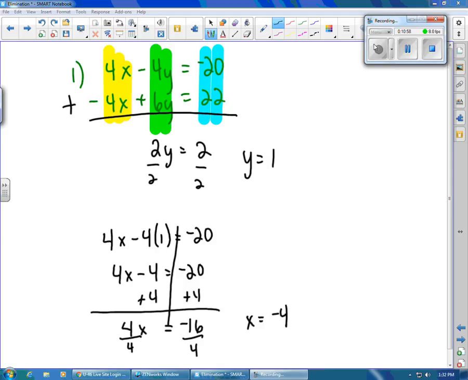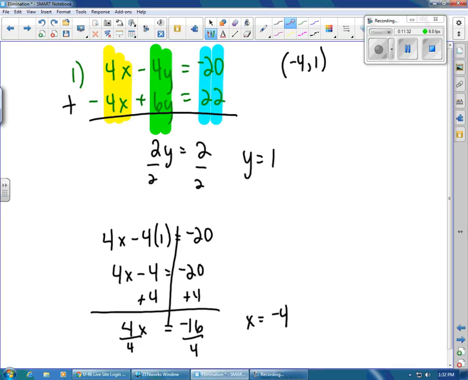Okay, when you substitute it in, I use the top equation. I have 4x minus 4 times 1 is equal to negative 20. Do the multiplication. 4x minus 4 is equal to negative 20. Add 4 to both sides of the equal sign. You get 4x equals negative 16. Divide both sides by 4 to get your x term by itself, and you should get x equals negative 4. So the ordered pair, the answer here, is negative 4, 1.